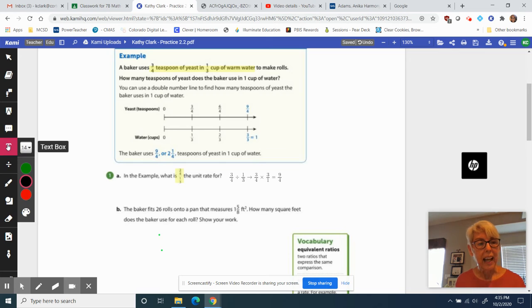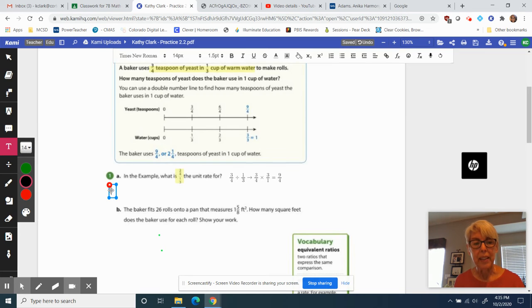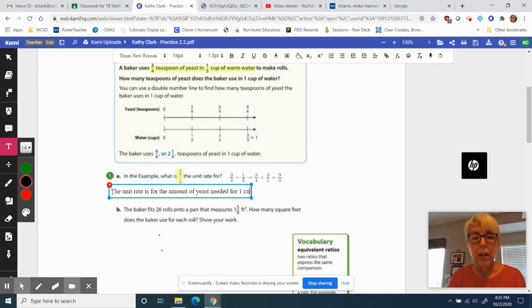I'm going to click that text box, click somewhere in the answering spot, and just start typing. The unit rate is for the number of teaspoons. Let's put the amount of yeast needed for 1 cup of water and making rolls. Cool.